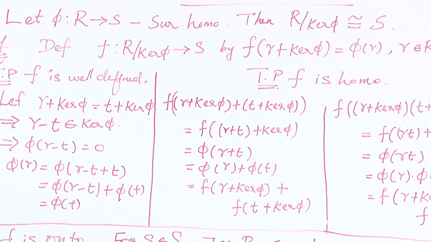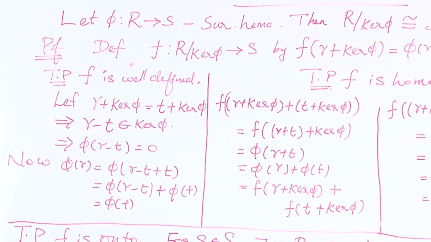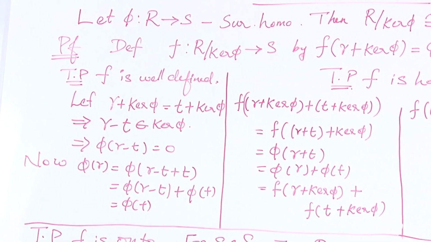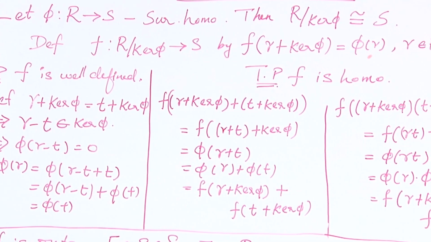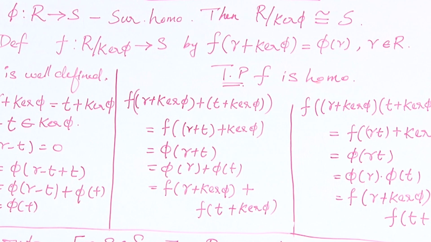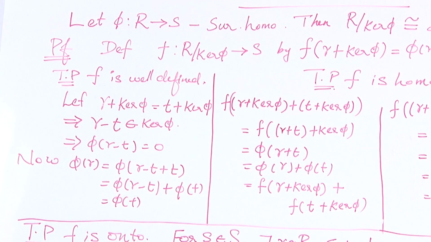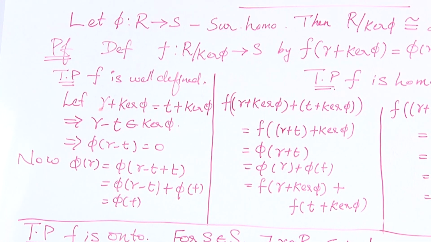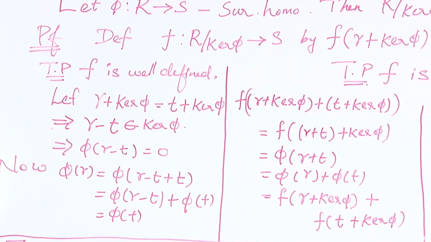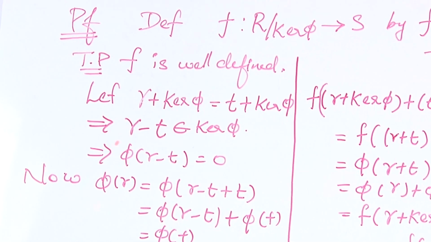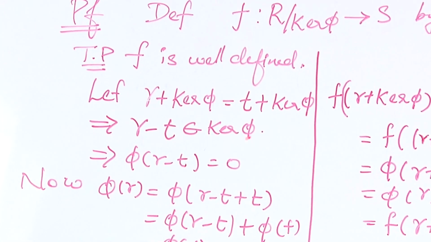Proof of the theorem: first we have to define a function f from R by kernel of phi to S by f of r plus kernel of phi equal to phi of r for all r in R. Since we are defining this function, we have to first prove that the function is well defined. For that, we take two elements r plus kernel of phi and t plus kernel of phi in R by kernel of phi. So, let r plus kernel of phi equal to t plus kernel of phi. This implies r minus t belongs to kernel of phi.